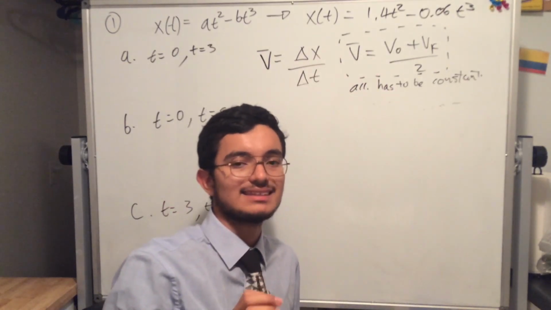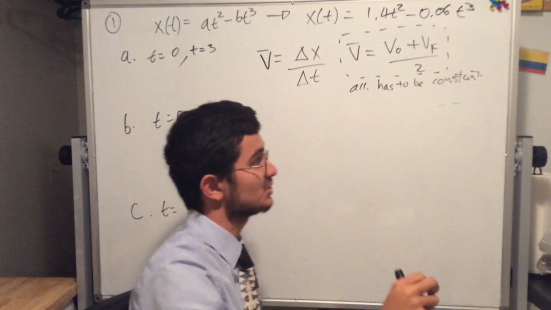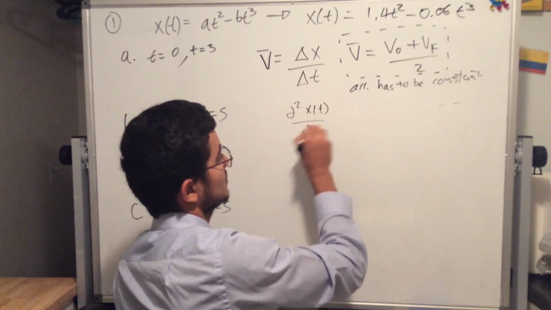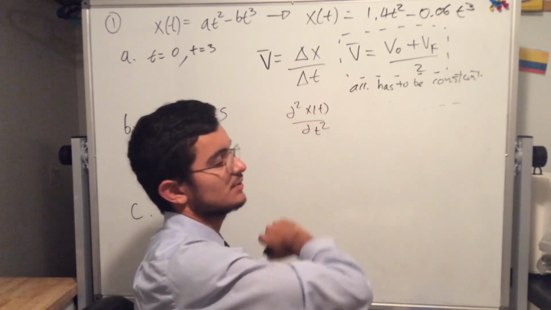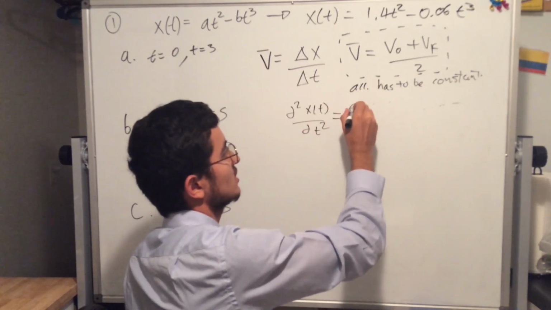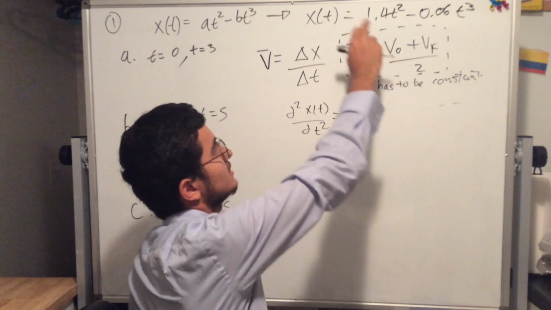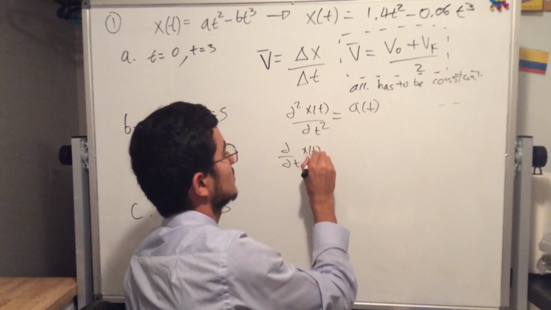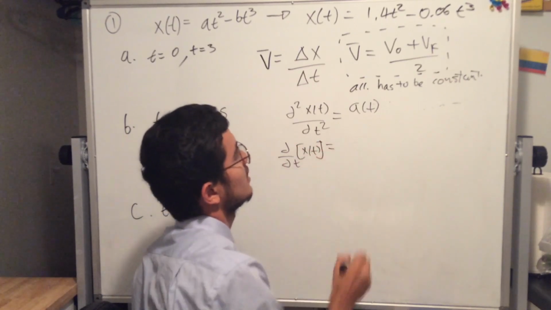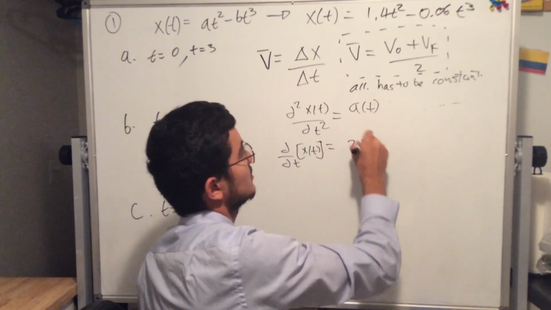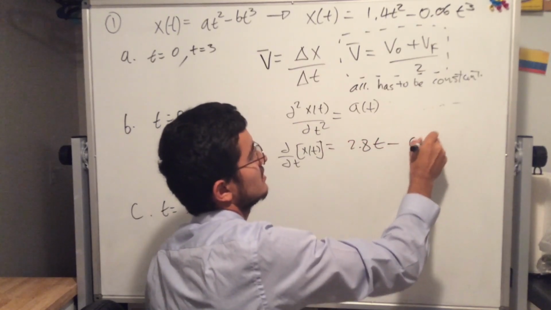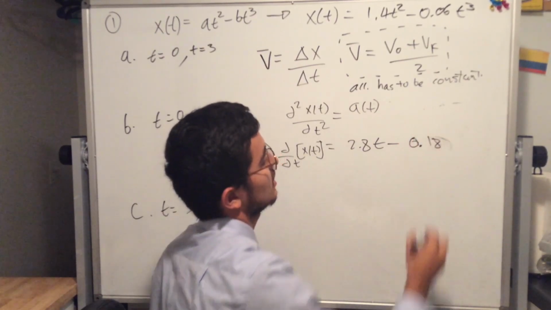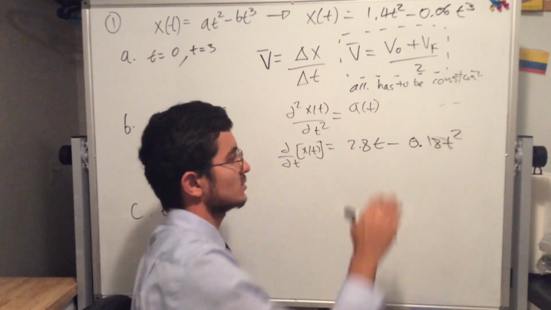So let's go ahead and take the 2 derivatives, the second derivative of position. So second derivative of x of t in terms of time, right? d squared x of t over dt squared, which is second derivative. That's going to give us acceleration, a of t. So first, let's take the derivative of position over here. So we're going to get d over dt of x of t, it's going to give us 1.4 times 2 is 2.8, right? t minus 0.06 times 3 is 0.18, t squared, and that's going to give us the velocity function.